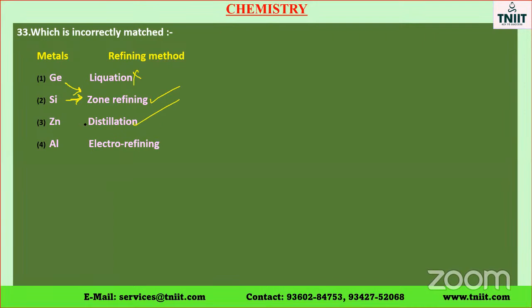Zinc distillation, this is correct. Aluminum electro-refining, that is also true. So therefore, the incorrectly matched is the first option. The equation is for metals with lesser melting point than the impurities.